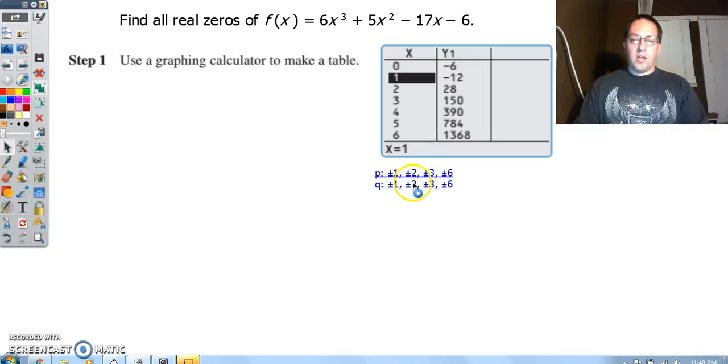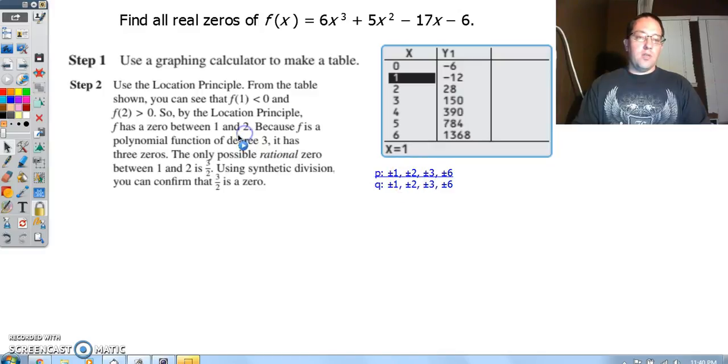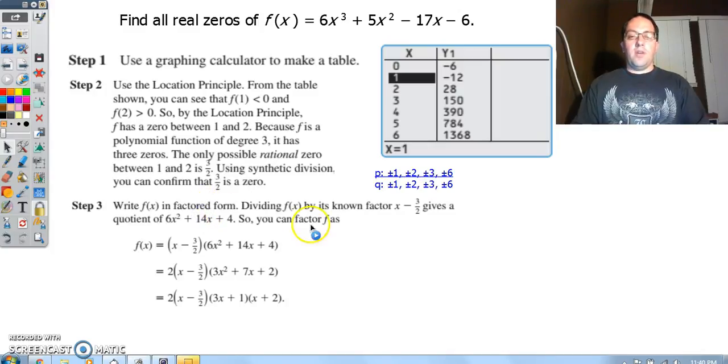And we see the only combination of that would be 3 halves. Right, that would be 1 1/2. Anything else is going to be less than 1, or it's going to be 2 or greater. Right? So it's got to be 1 1/2. So that's what we have. And we can use synthetic division to confirm that it's that. And we can then go about finding the rest of them.